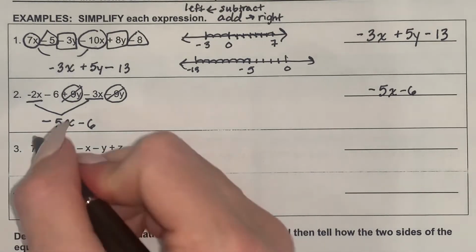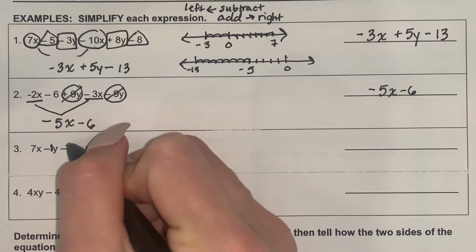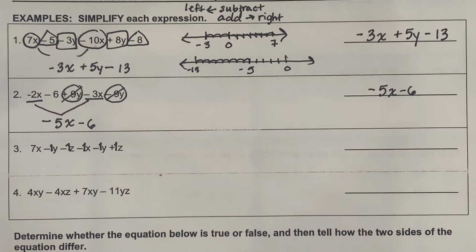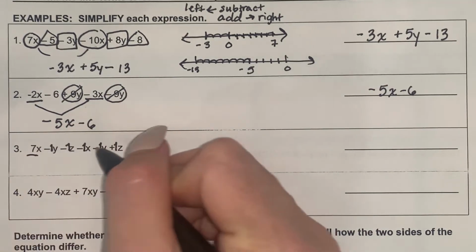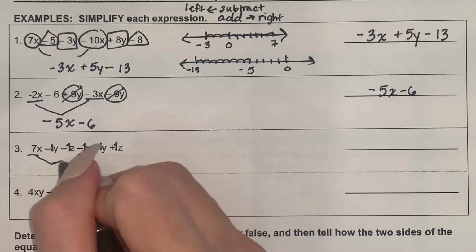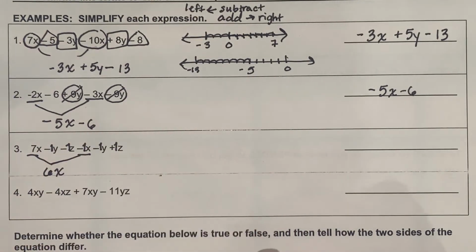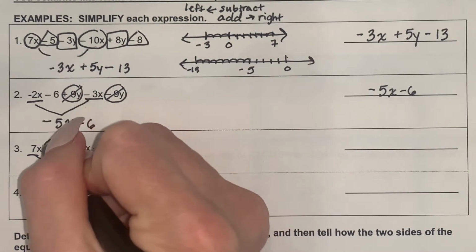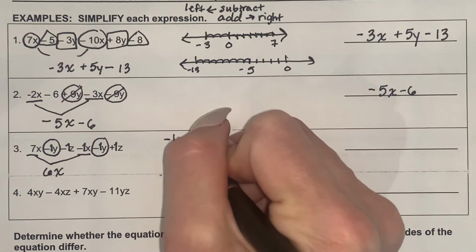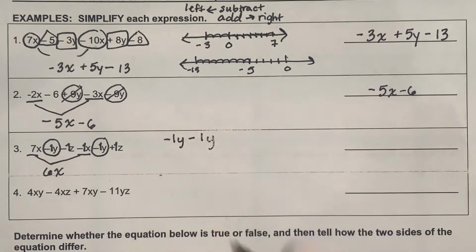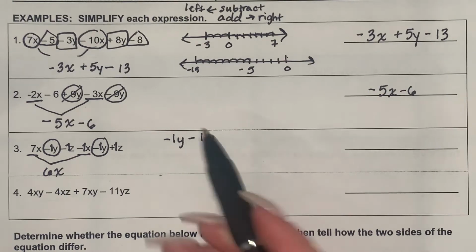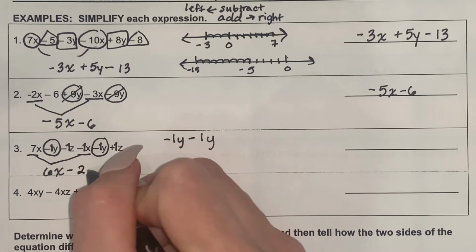This next one here, they have a lot of variables by themselves. I personally like to put a little number 1 in front of each variable by itself so I don't forget that it's actually a number 1 there. So I've got 7x minus 1x. So 7 minus 1 is going to give me 6x. I've got negative 1y and negative 1y. So if I do negative 1y minus 1y, it's kind of like you owe someone $1 and then you owe them another $1. So in total, you actually owe them $2.